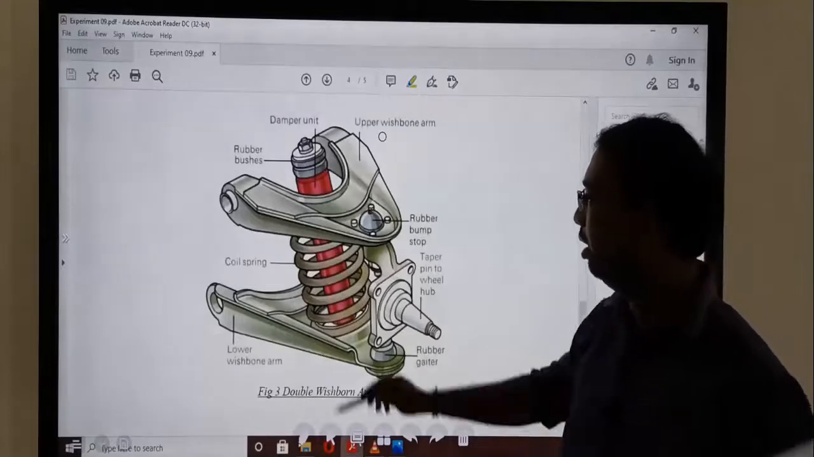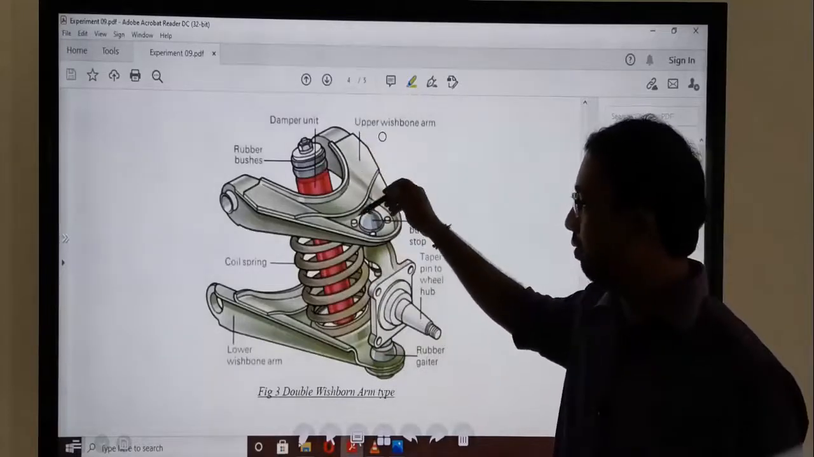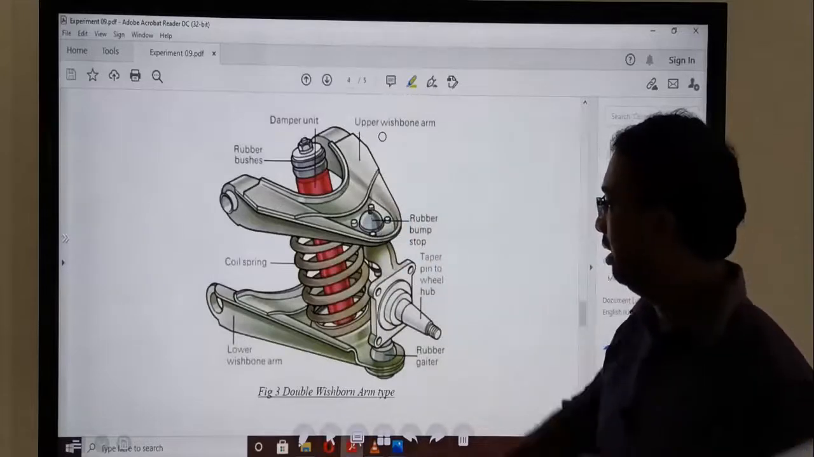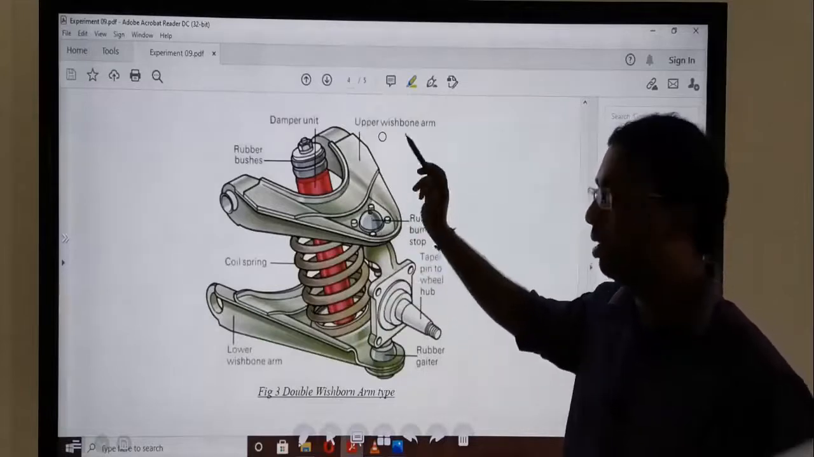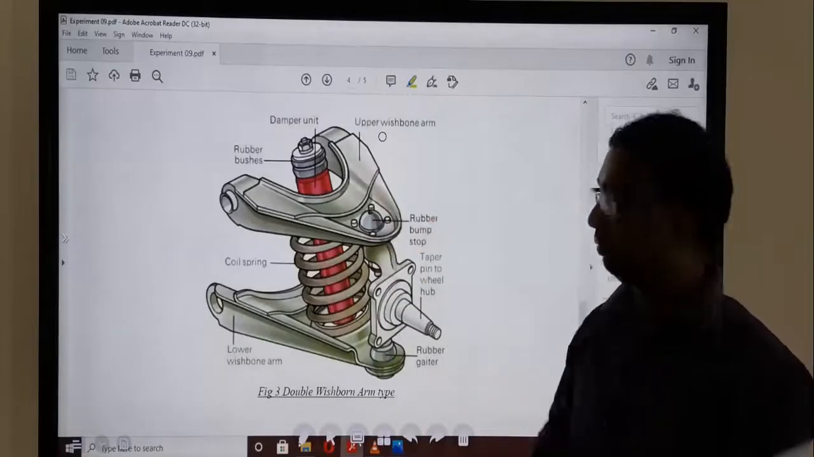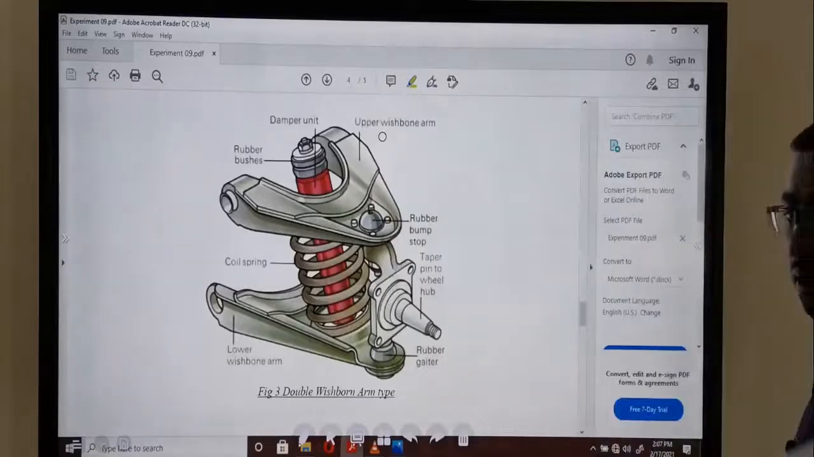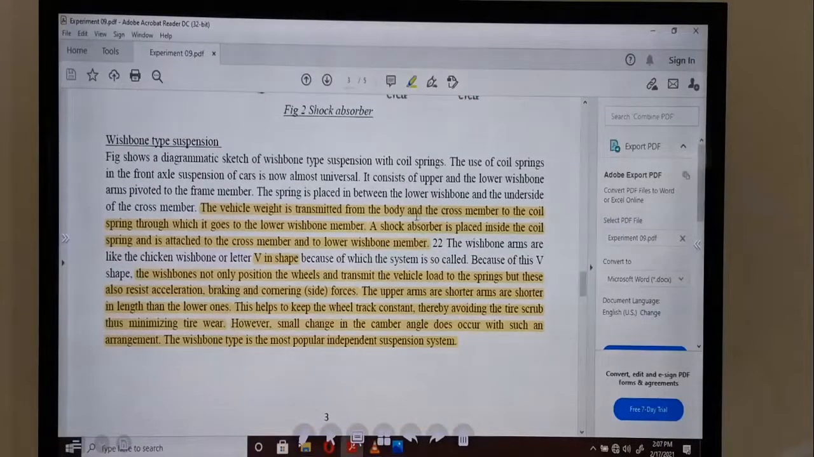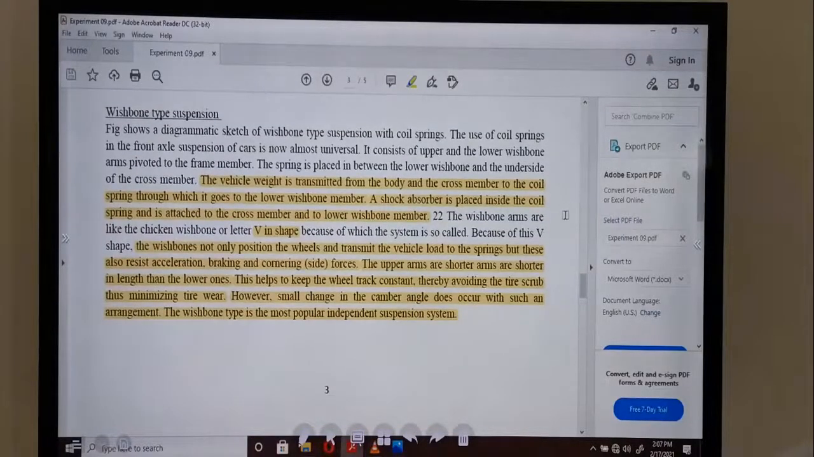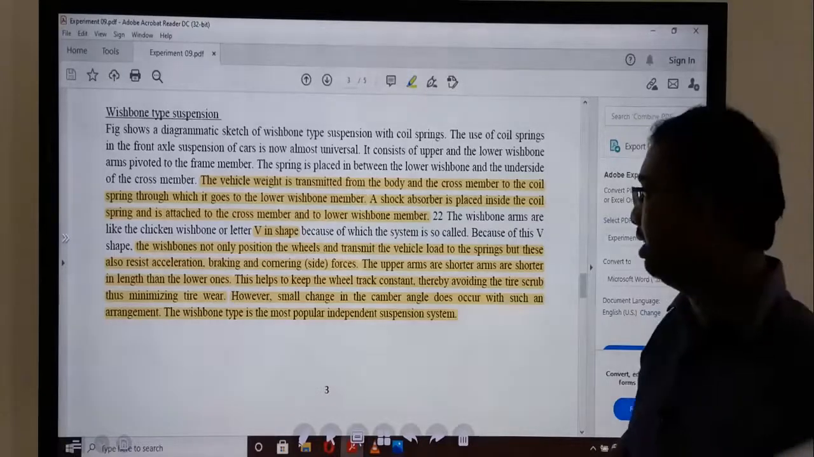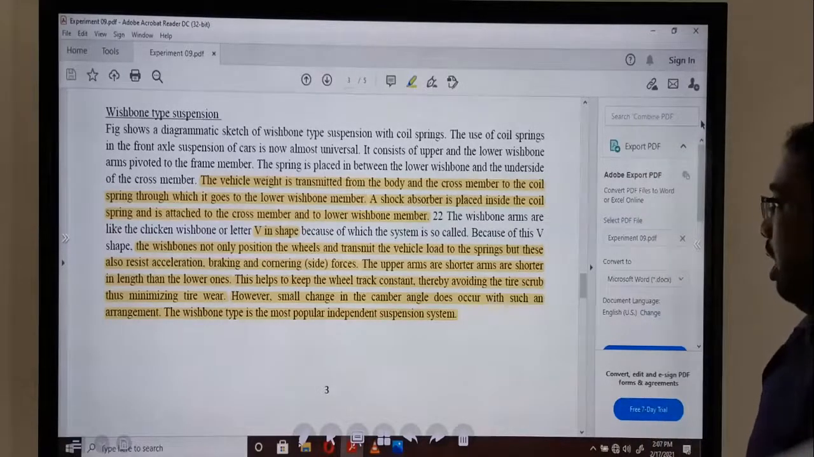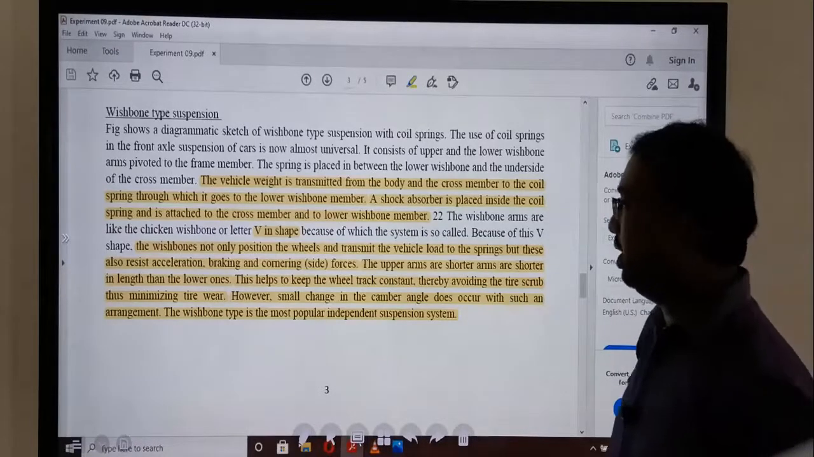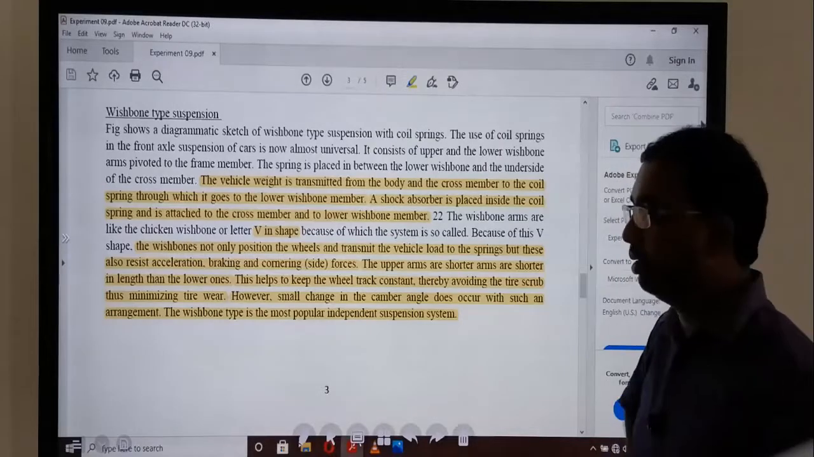Between these arms, the shock absorber with coil spring is fixed here. So this is combined with the lower arm, upper arm, shock absorber strut and coil spring. The vehicle weight is transmitted from the body and the cross member to the coil spring, through which it goes to the lower wishbone member.